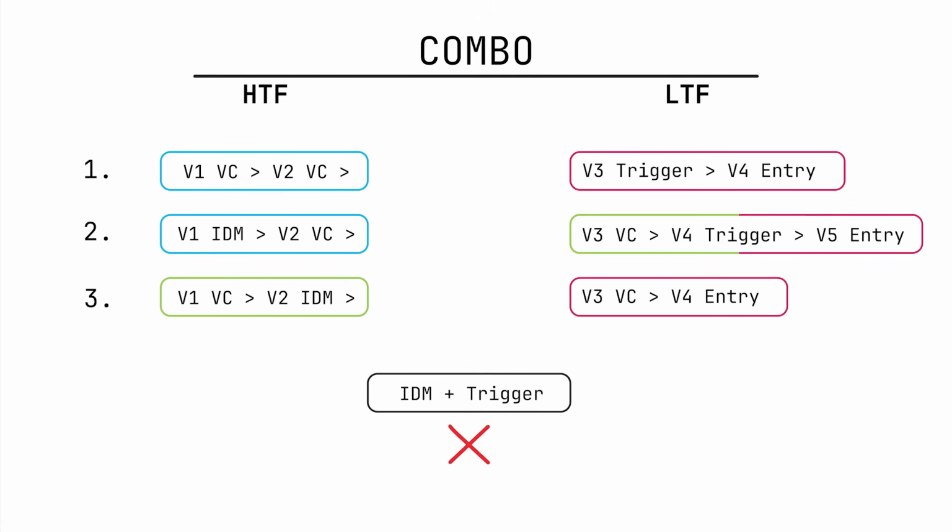The next two combos are more interesting because here we apply the rule that inducement cannot be combined with the trigger. Seventh combo, HTF3, LTF2. Eighth combo, we look for this when we again do not receive the trigger on LTF2. Everything is as simple as possible.